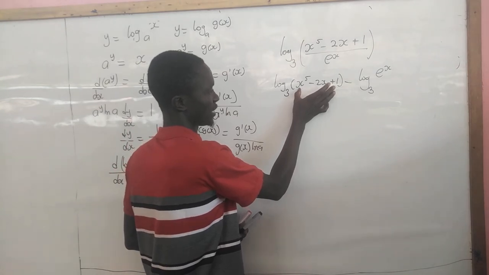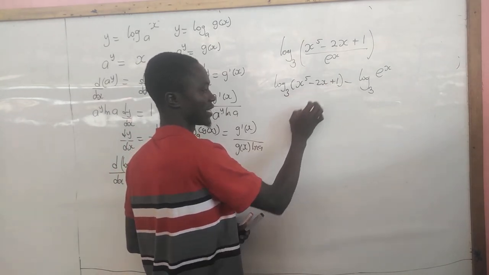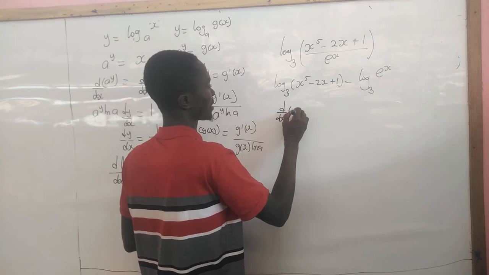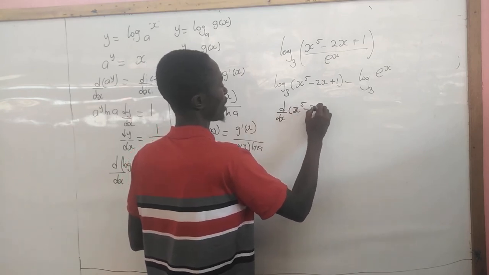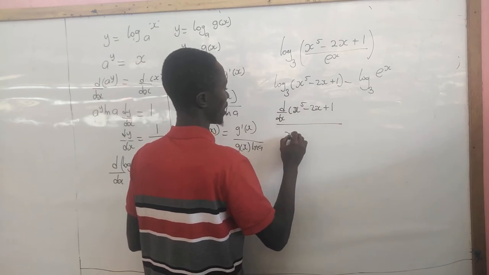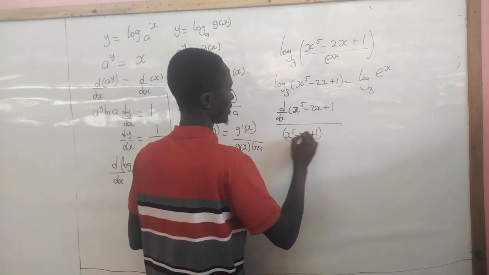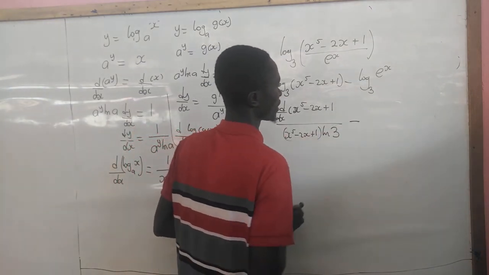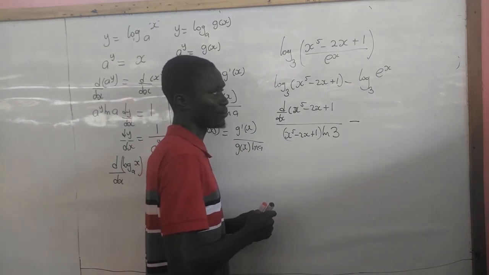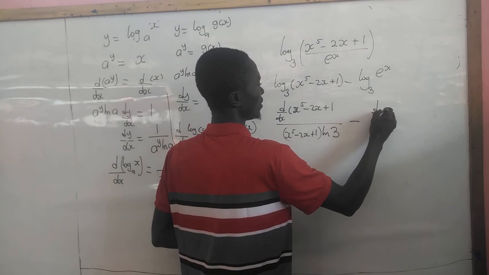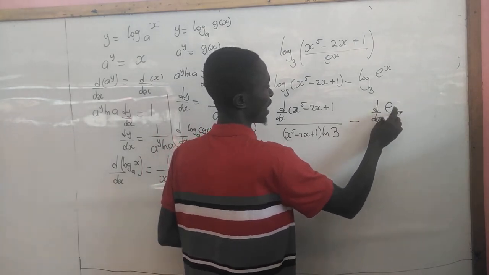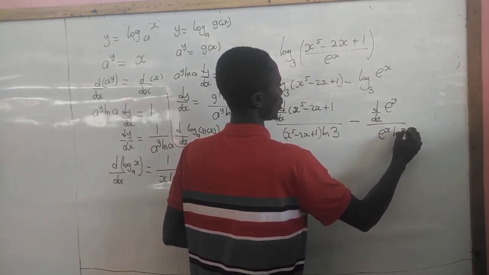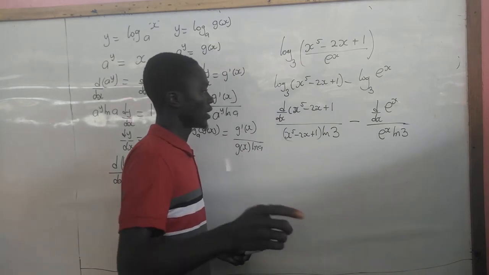Now, what are we going to do? You differentiate this one and divide it by the same function times the natural log of the base. So let's do that. You have d dx x to the power 5 minus 2x plus 1 divided by x to the power 5 minus 2x plus 1 times the natural log of 3. You see that? Minus, what do we do here? What we are going to do here is very simple. So we take d dx of e to the power x divided by the same e to the power x times the natural log of 3. Wow. So let's move on.